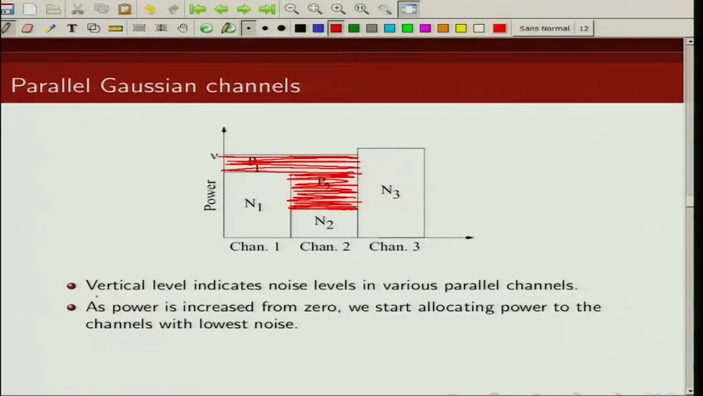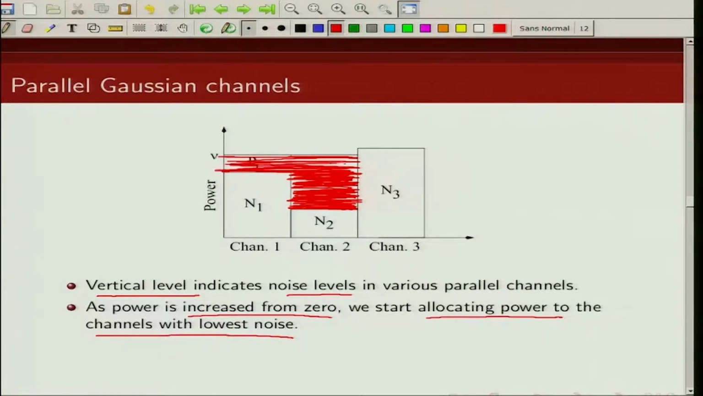So as I said, the vertical levels indicate the noise levels in various parallel channels, and as the power is increased from 0, we start allocating power to the channels with the lowest noise. As I just showed you, I am first going to pour power into channel number 2 until I reach this level, and then I start pouring power into both of these channels.